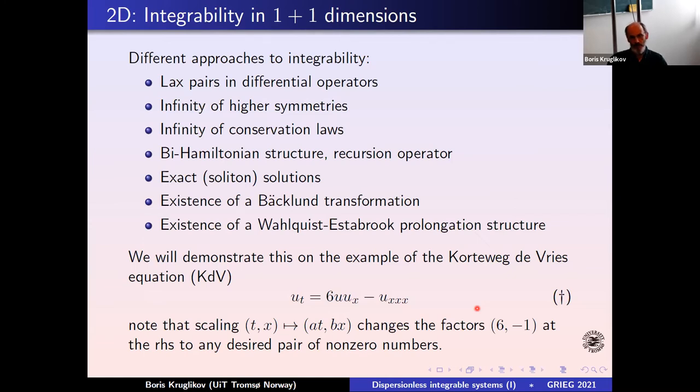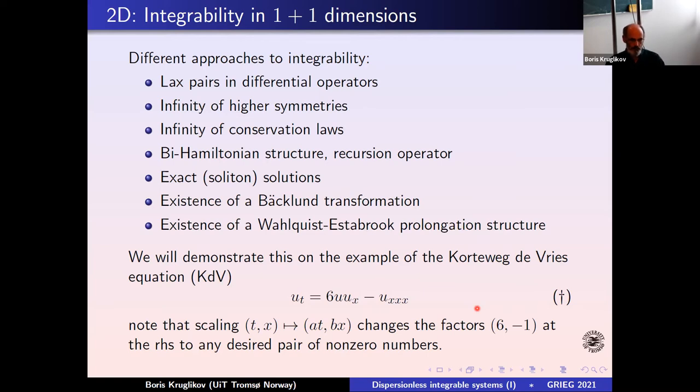The approaches are: Lax pairs in differential operators, infinitely many higher symmetries, infinitely many conservation laws, of course independent all the time, bi-Hamiltonian structures and related recursion operators, a bunch of exact solutions, usually in this context soliton solutions, existence of Bäcklund transformations, and existence of the Wahlquist-Estabrook prolongation. For different equations, we might have all of them or some of them.